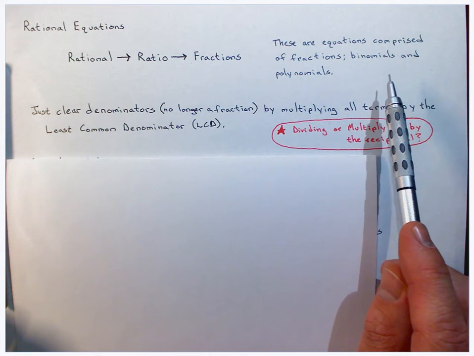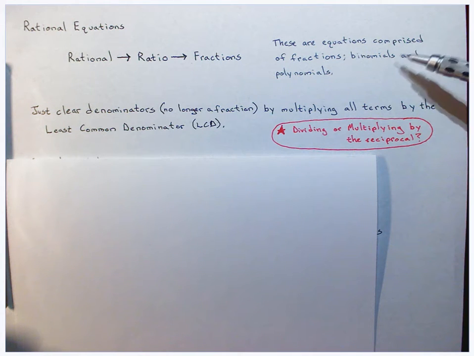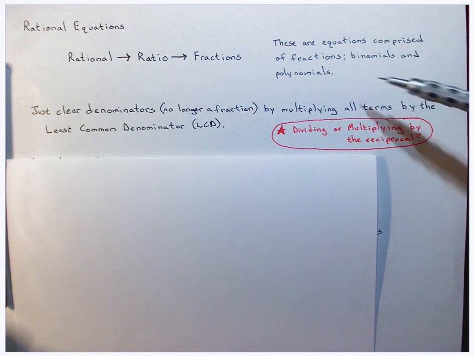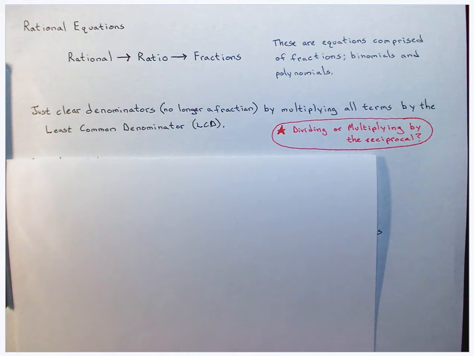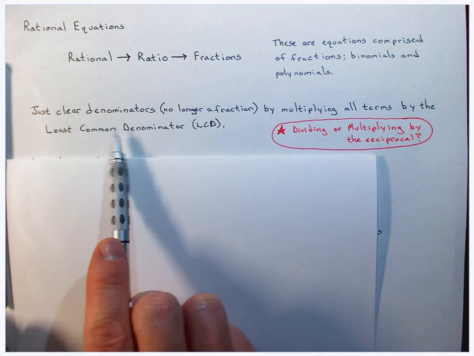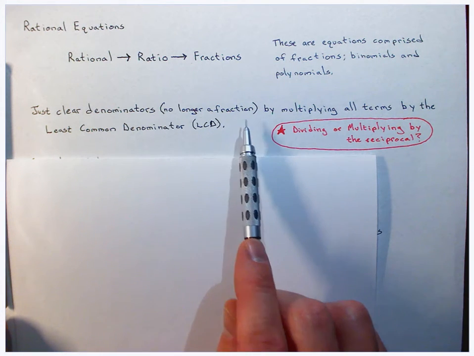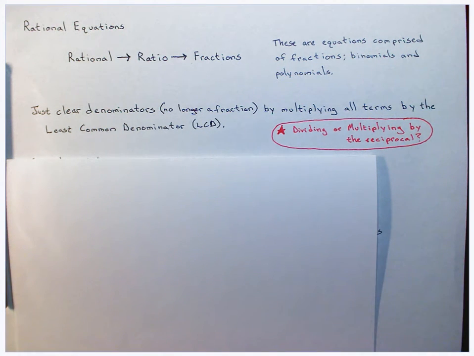With these fractions, of course, they get more complicated. Instead of just one half, one fourth, one third, they're going to contain binomials and polynomials. And the whole premise of dealing with rational equations is to clear the denominators. No denominators, and then we just have a normal equation. So just clear the denominators. They're no longer a fraction. And you do that by multiplying all the terms by the least common denominator.